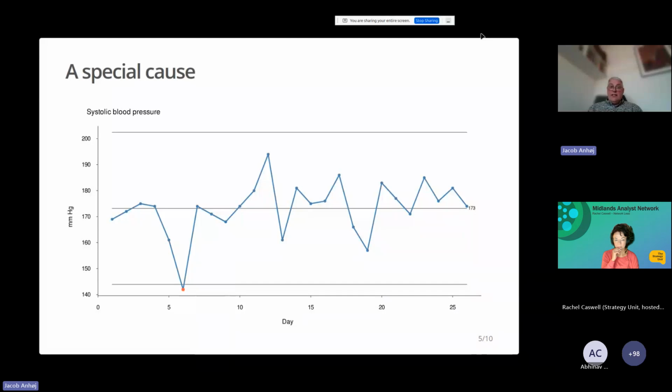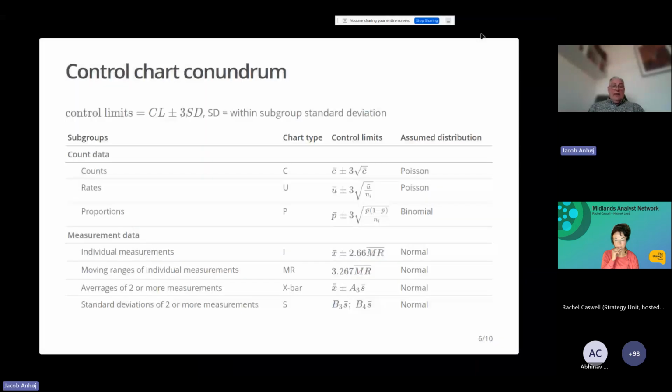There are other tests to employ on a control chart than just data points outside the control limits. We won't go into that today. That could be for another day. The problem with SPC is that there are lots of control charts for different types of data. And these are just a handful of the most used control charts. There are literally hundreds of different control chart types out there.